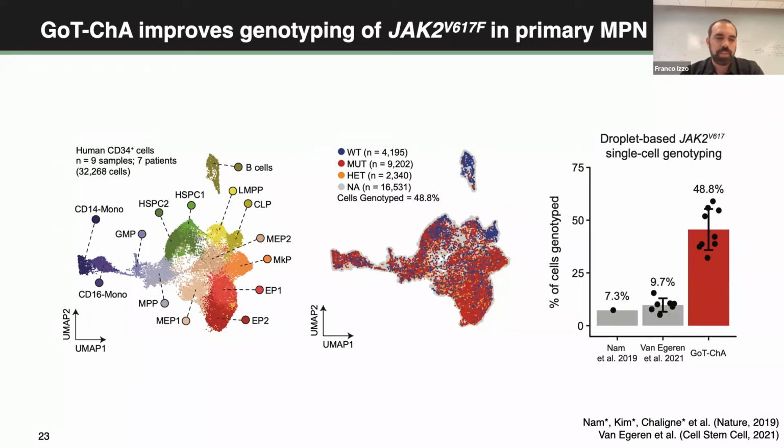And we noticed, in the bar plot on the right, that this is a major advantage of GoTChA, utilizing genomic DNA relative to other high-throughput RNA-based approaches that were applied in previous studies. So here we can see that we have almost a 5-fold increase in the efficiency of genotype capture.